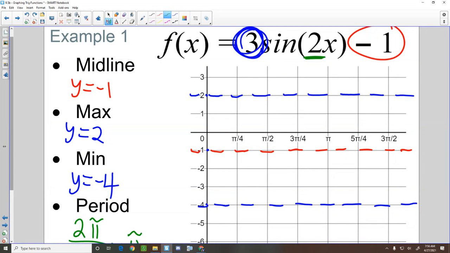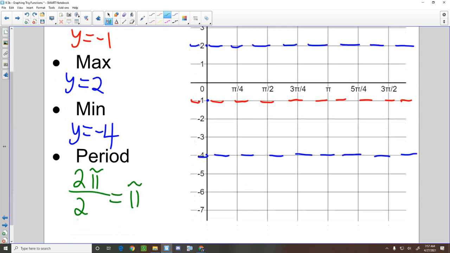This is a sine wave. So where do we start? At the midline or at the max for a sine wave? Midline, good. So we want to start at the midline. So I'm going to go to that dashed line in the middle on the y-axis. The second point I want to plot is at whatever the period is for this wave. I've got a period of pi, so on the midline, I'm going to go to pi.